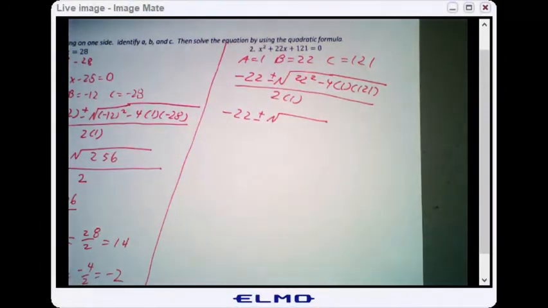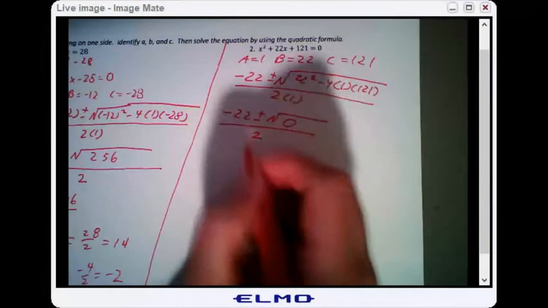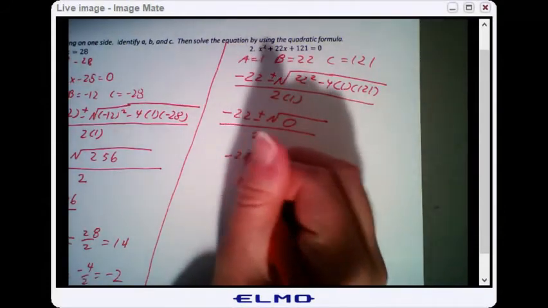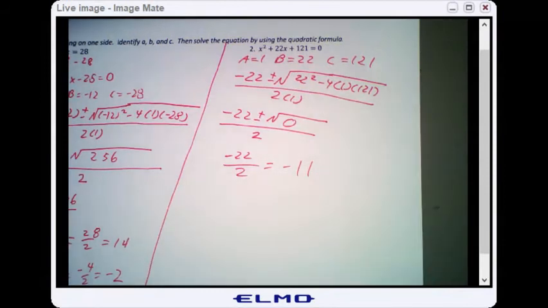All over 2. Square root of 0 is just 0, so we're going to get negative 22 divided by 2, which is negative 11. So this one has one real solution.